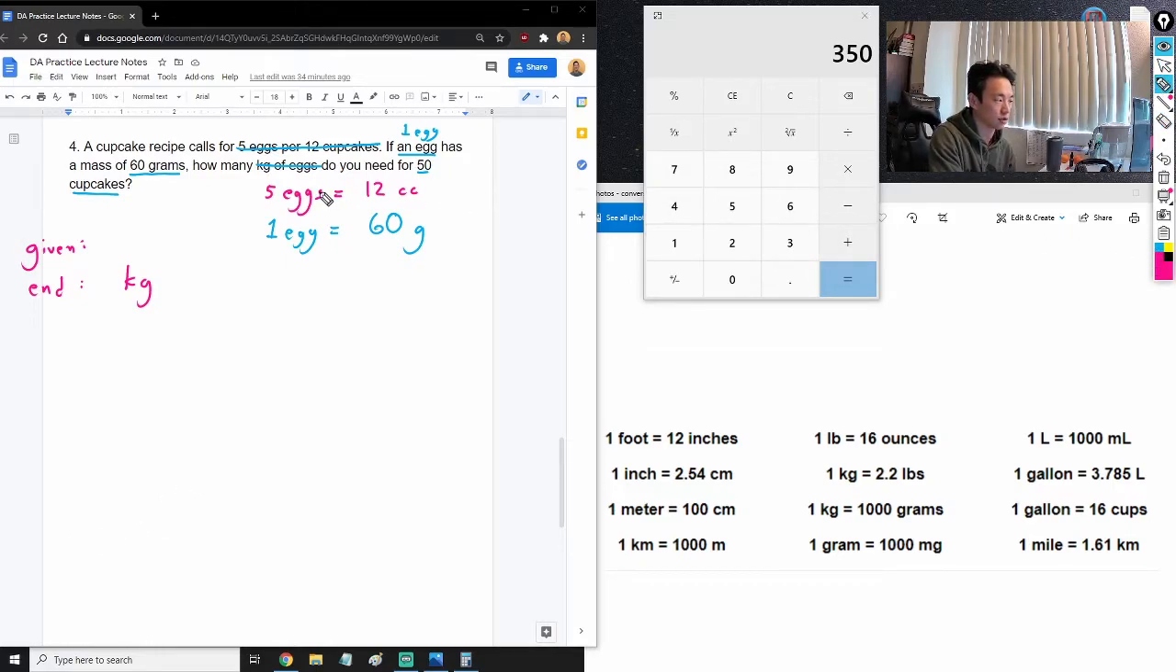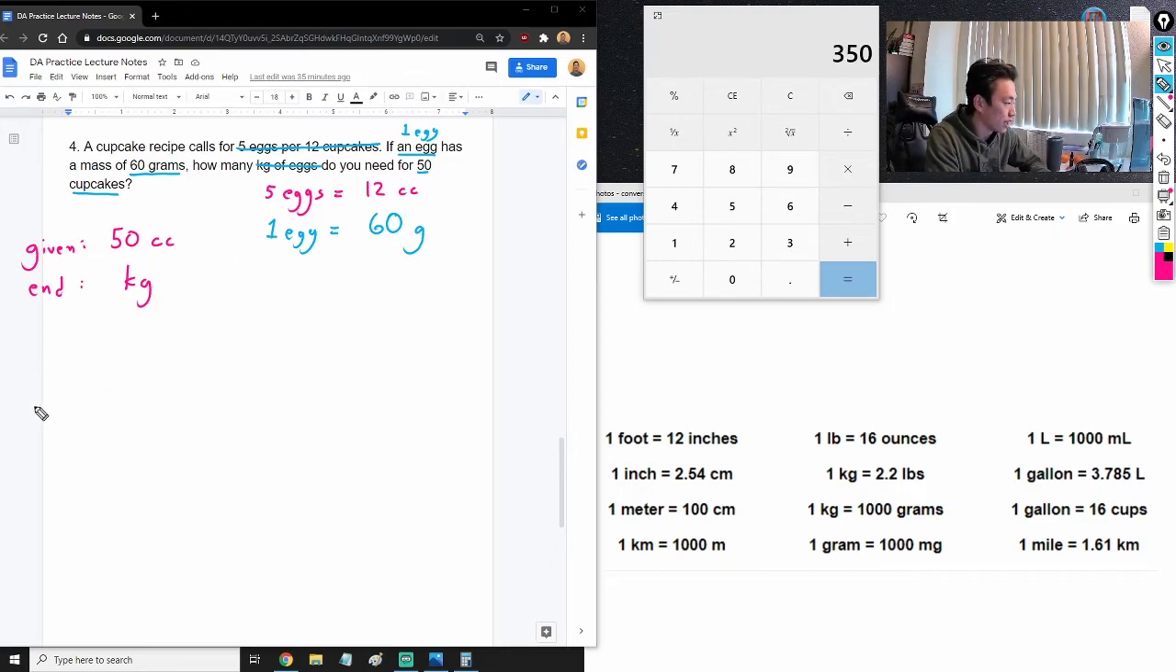It's just saying, how many kilograms of eggs do you need for 50 cupcakes? So our given, our starting number here is going to be 50 cupcakes. And so going forward, it's very important that you read the directions carefully, because sometimes you're going to get all these numbers and you're going to have to write different equations and differentiate between them. Okay, so we have our two equations and we have what we're starting off with.